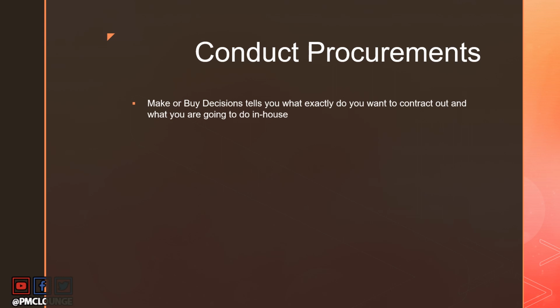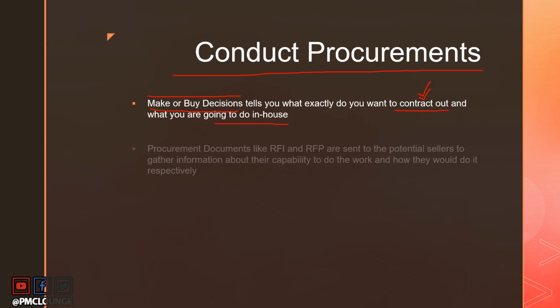All right, so first of all, make or buy decisions. This tells you what exactly you want to contract out and what you are going to do in-house. When you're conducting procurements, you need to know what exactly is the kind of work that you want to contract out to a seller, a third-party contractor. So this is where make or buy decisions come into the picture, because you need to know what needs to be contracted out and what you can manage in-house itself.